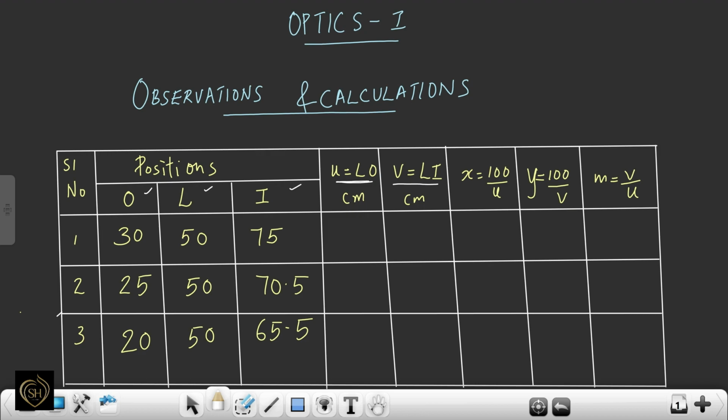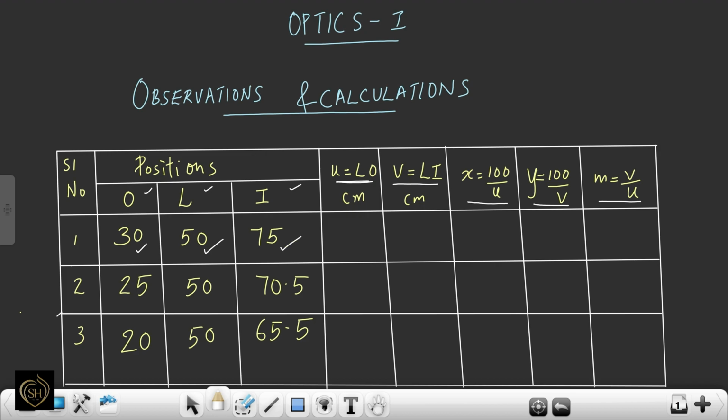Then the next column is X. X is equal to 100 by object distance U. Y is equal to 100 by image distance V, and the last column is magnification M. M is equal to V by U, image distance by object distance. And consider the first observation. Here the position of the object pin is at 30 cm, lens at 50 cm and image pin at 75 cm.